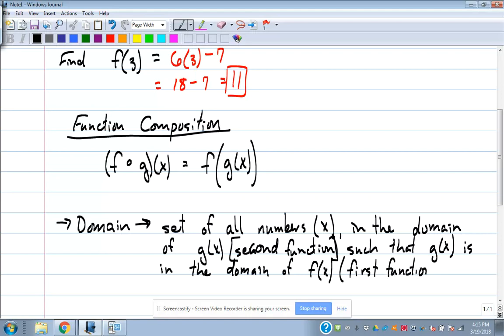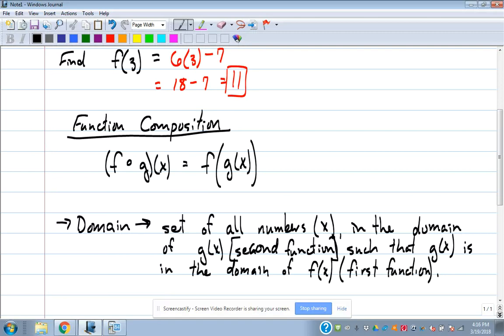Okay, so what does that mean? That means you're taking the domain of g of x. It has bearing on the problem, but then the y values, the range from g of x, becomes the x values or the domain for f of x. The second function's range becomes the domain for the first function. And we've got to deal with some issues that might occur based on that.